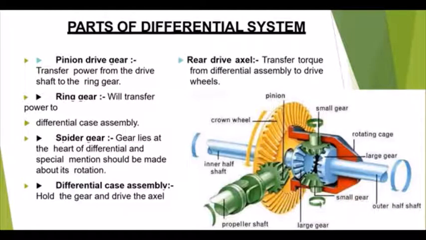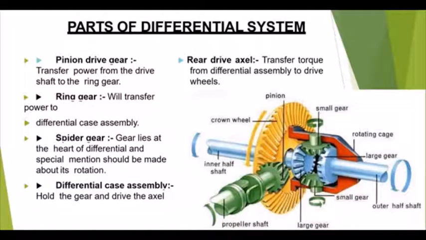You can observe the figure over here. You have your propeller shaft, inner shaft and outer shaft, and the larger gear and small gear. You have your crown wheel, bevel pinion, small gear, rotating cage, large gear, all those things in this case.